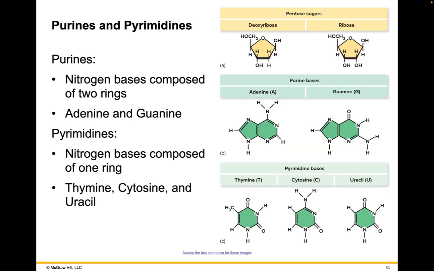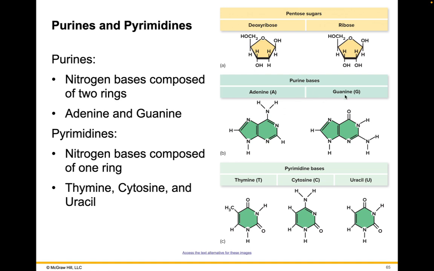We can classify these nitrogenous bases as purines and pyrimidines. For purines, there's this famous saying: pure as gold. Your adenines and your guanines are your purines. This picture is just showing you the difference between deoxyribose and ribose. We have already looked at that. Purines are adenine and guanine. How are you going to remember that?